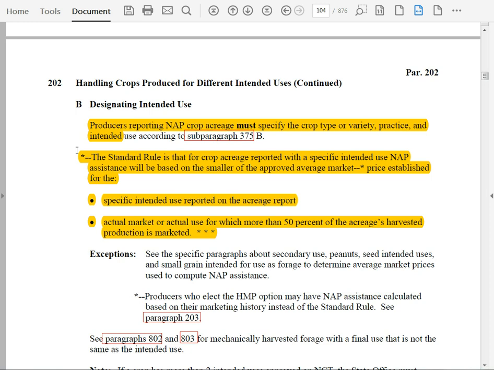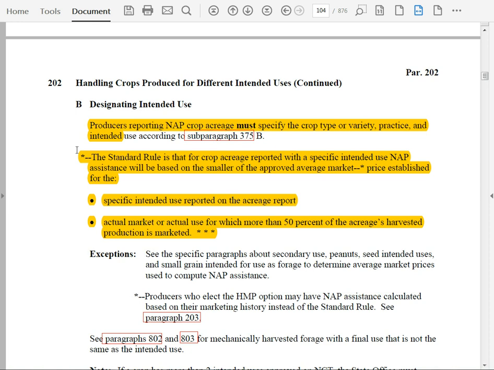The standard rule is that for crop acreage reported with a specific intended use, NAP assistance will be based on the smaller of the approved average market price established for the specific intended use reported on the acreage report, or the actual market or actual use for which more than 50% of the acreage's harvested production is marketed.